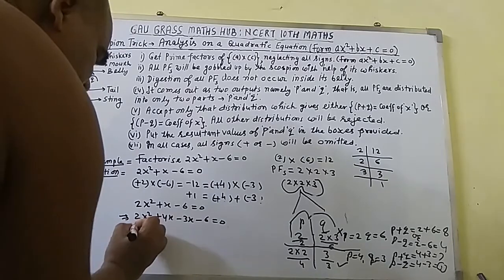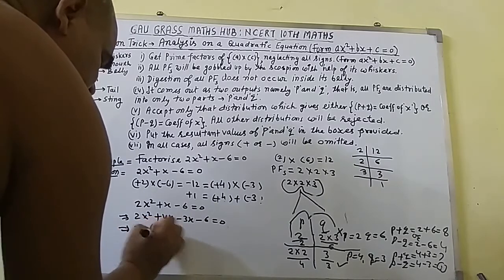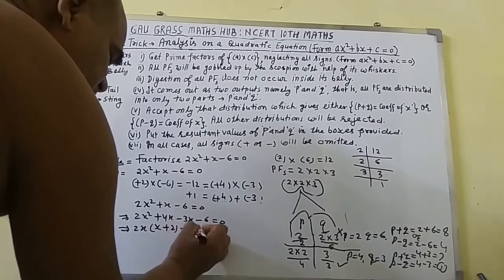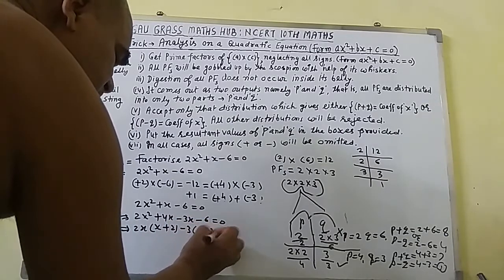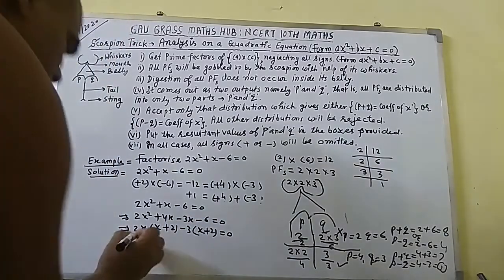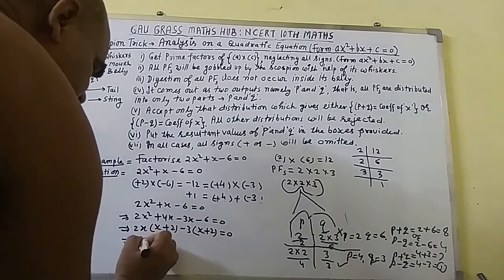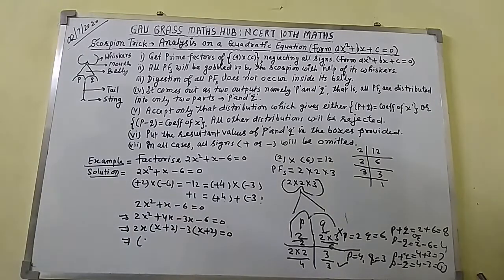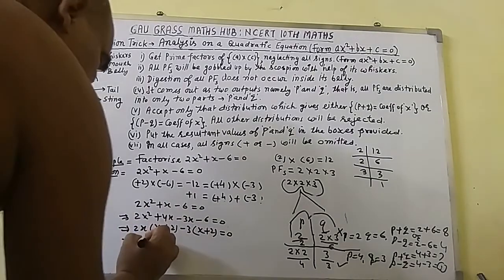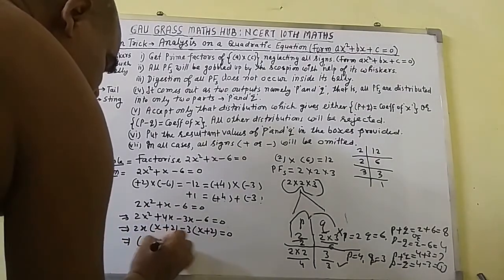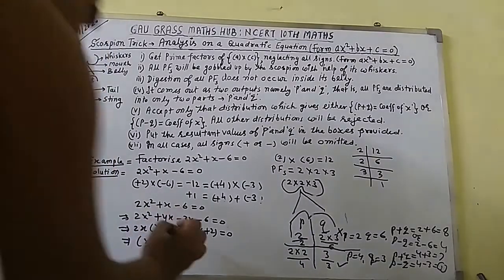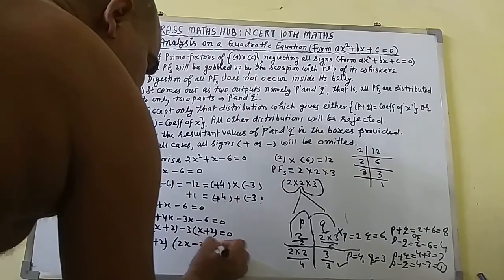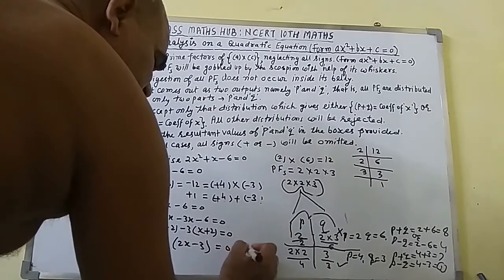Now what will we do here? If you take 2x as common, this will become x plus 2. Here you take minus 3 as common, this will become x plus 2 equal to 0. Now here you can see in the first term x plus 2 is there, and also in the second term x plus 2 is there. So you can easily take x plus 2 as common. In the other bracket, it will become 2x minus 3 equal to 0. This will be the correct answer.